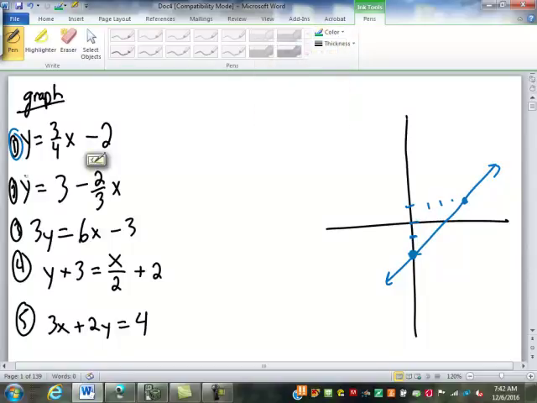Beautiful. Second equation, where do we start? +3. So there's our first point. From there we go down 2. Perfect. Down 2 over 3. Third equation requires a little bit of work.